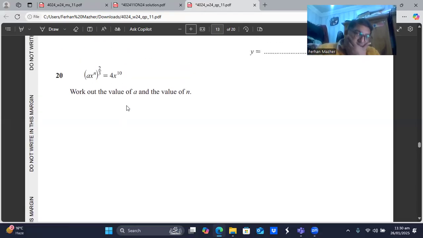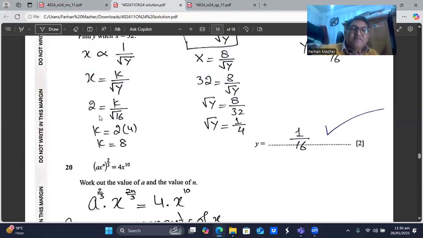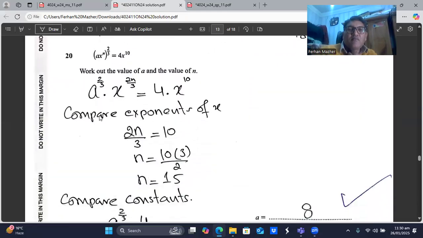Okay. So I will give this power to both of them. So you will have a raised to power 2 by 3 into x raised to power 2n by 3 is equal to 4 into x raised to power 10, because both of them are equal. So this means this and this should be same. So the x power here and the x power here should be same. So comparing the exponents of x, you will have 2n divided by 3 equals 10. So n will be equal to 10 into 3 divided by 2. So n will be equal to 30 divided by 2, and that is 15. So the value of n is 15.